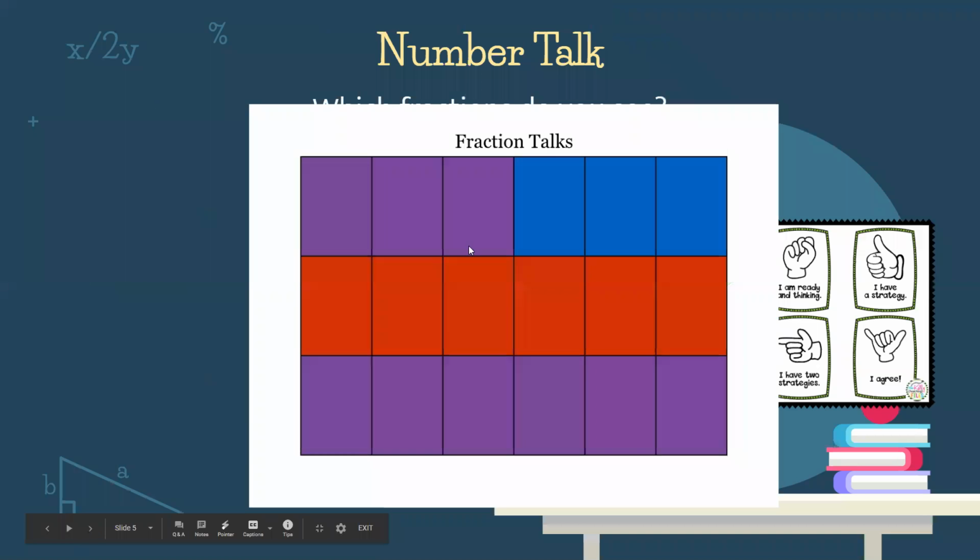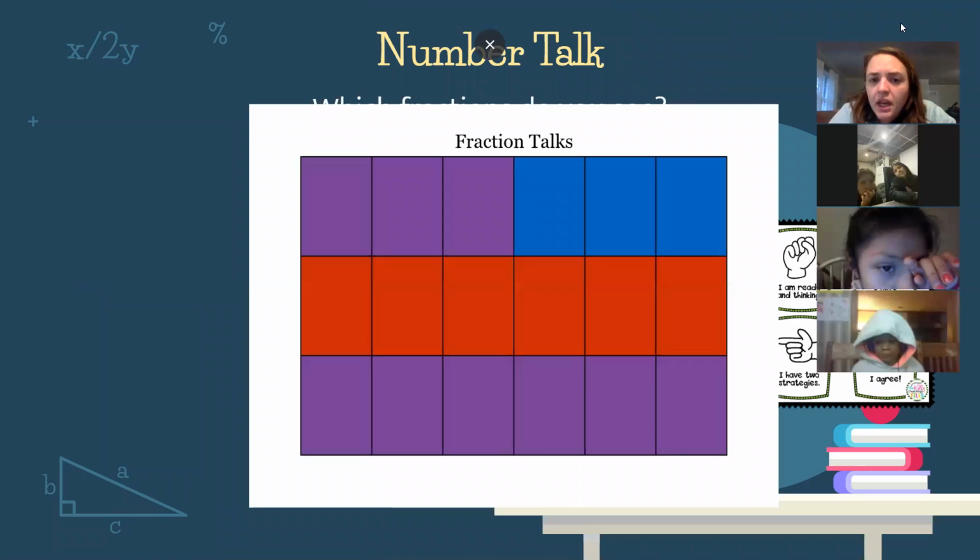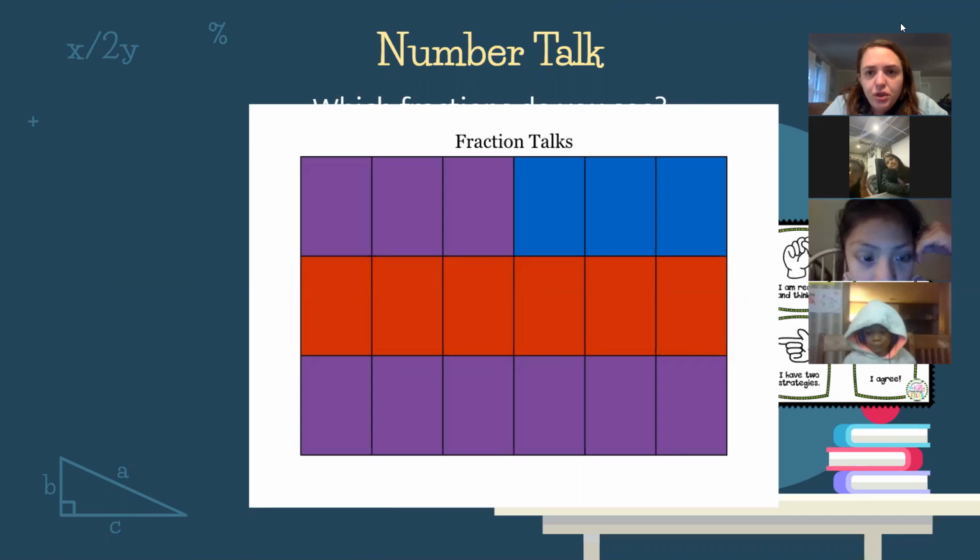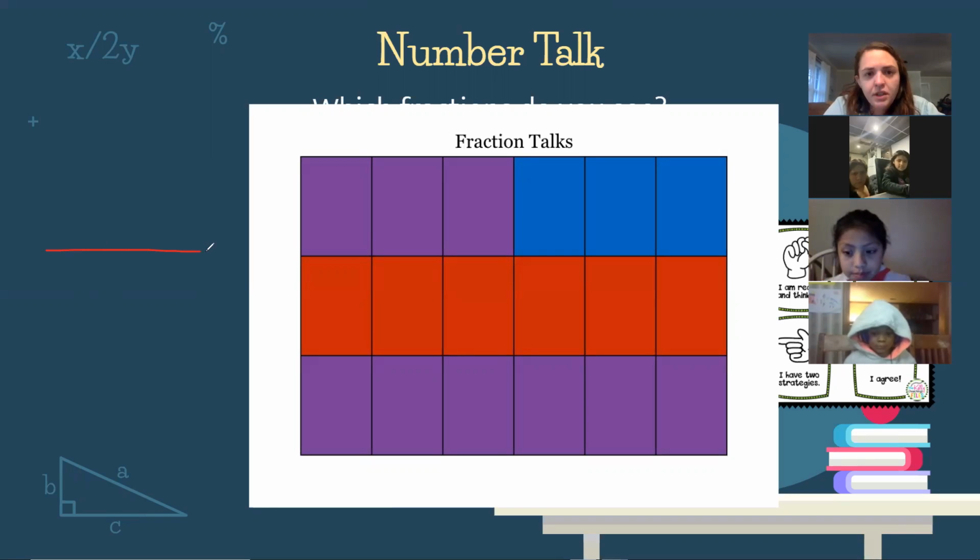So let's get started. Our question got covered up. So take a look at the model shown, and what fractions do you see? So notice how many parts of the whole are purple, how many are blue, and how many are red. Think about what your numerator is going to be, what your denominator is going to be. Let me write in white so it'll show up a little bit better.